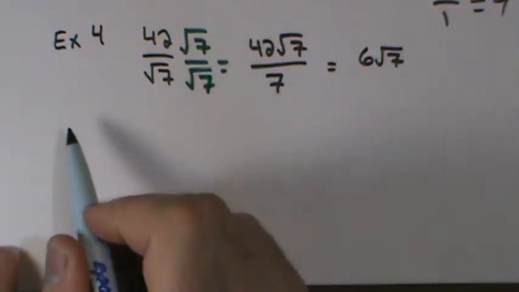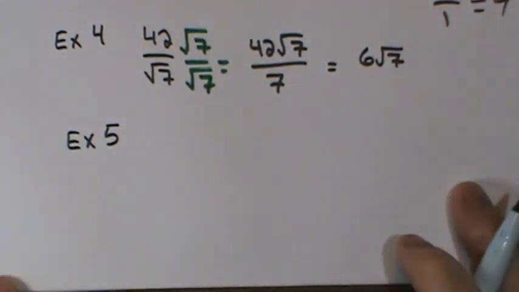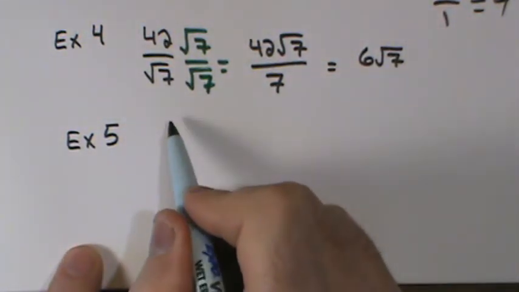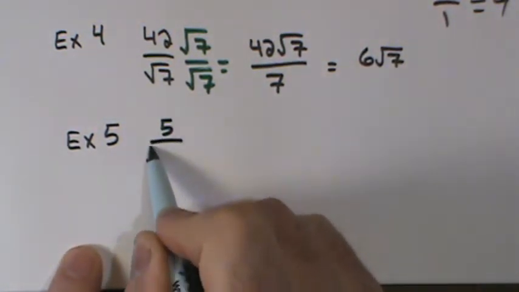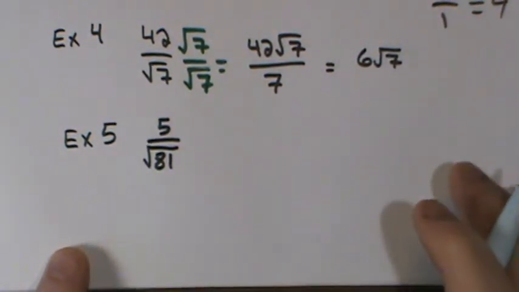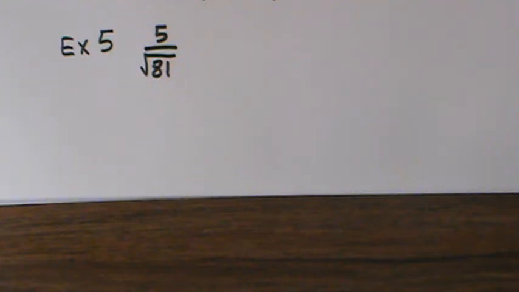I think we can get another example in here, so we might as well do an example 5. With example 5, I've got 5 over rad 81. You don't want to fall into a rut where you're constantly doing the same thing. That's the beauty of mathematics. You've got to be able to think. It's about training your mind to think. Not necessarily all of the math that we do, it's being able to think.